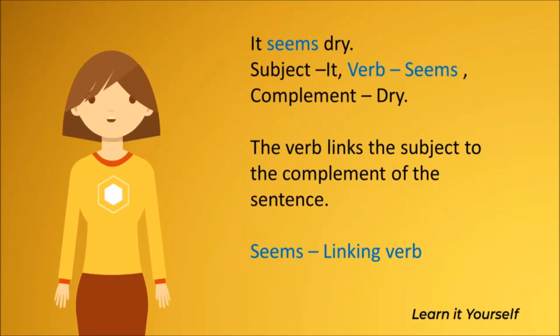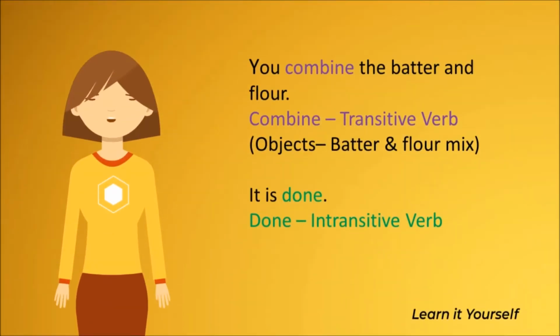It seems dry. Here the subject is it, verb is seems, and the complement is dry. Here, the verb links the subject to the complement of the sentence. So here, seems is a linking verb. You combine the batter and flour. Here, combine is a transitive verb because it takes the objects batter and flour. It is done. Done is an intransitive verb because the verb does not take any object.